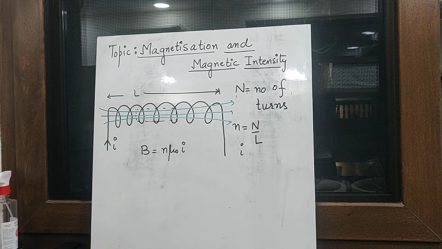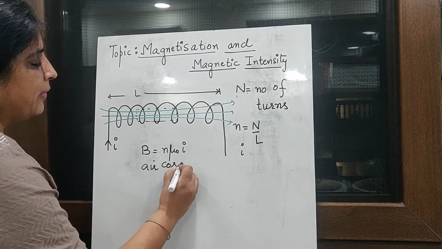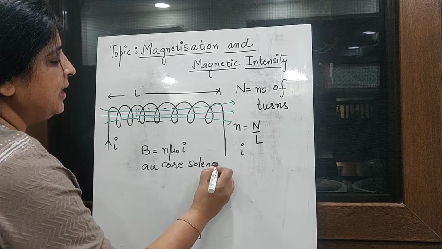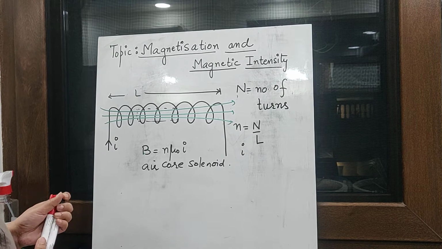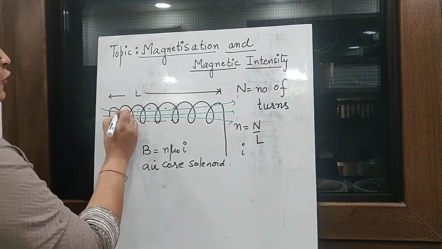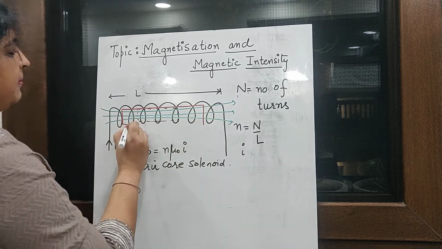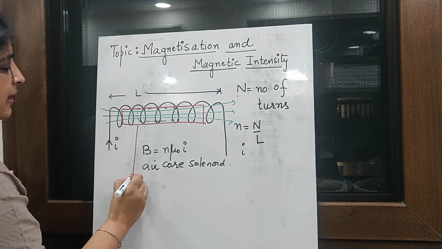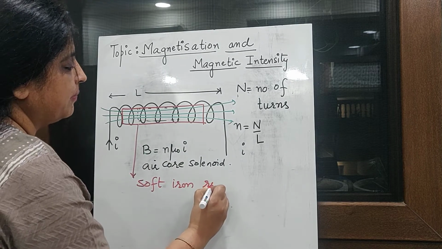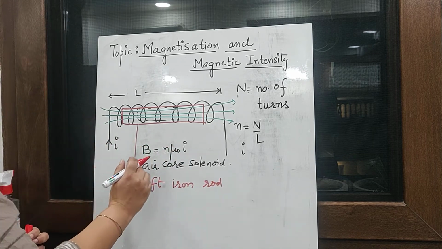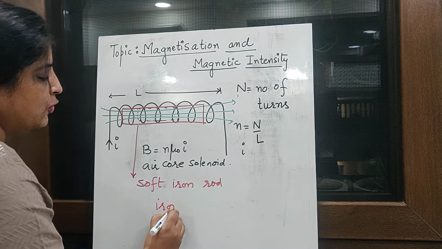Now this type of solenoid is an air core solenoid because the interior has air inside. Now, if we replace air by a soft iron rod, which I am drawing in red color, so let us say this is a soft iron rod. So now we have a core which is made up of soft iron. So this is an iron core solenoid.